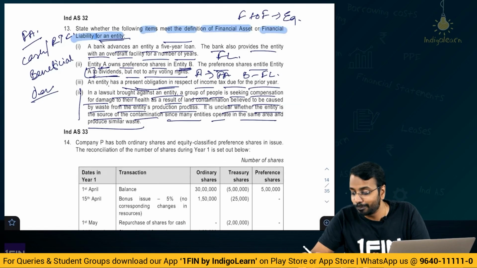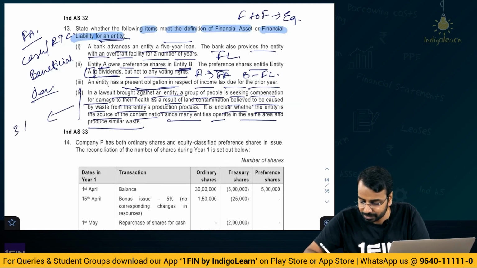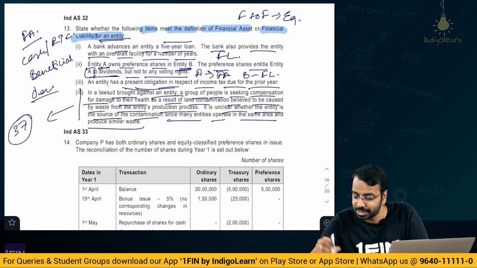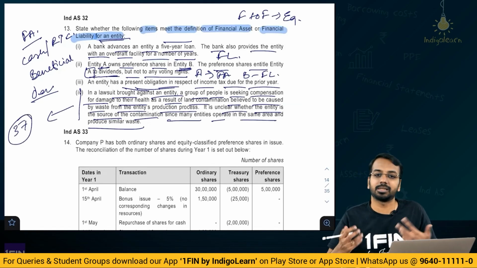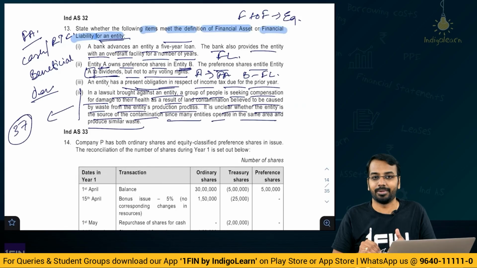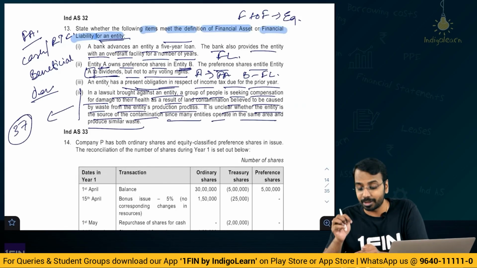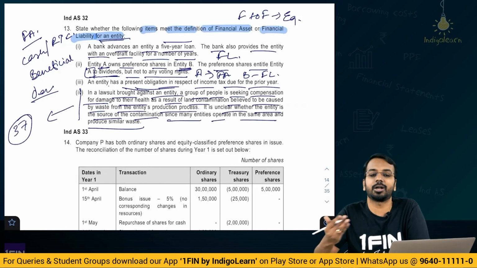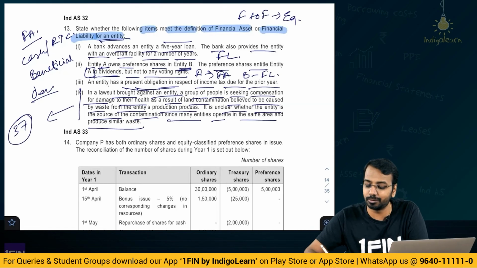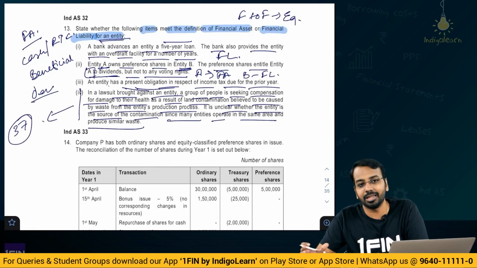Now, is there any probability outcome given? Nothing given. Where will we take this? We will take it to Ind AS 37. That is the first thing. Second, is there any contract? See, just because there is a contingent liability does not mean it is a financial liability. I know there is outflow of resources, but is there a contract? There is no contract. So, because there is no contract, you cannot call it a financial liability. You will take it under Ind AS 37 and accordingly you will account for it.